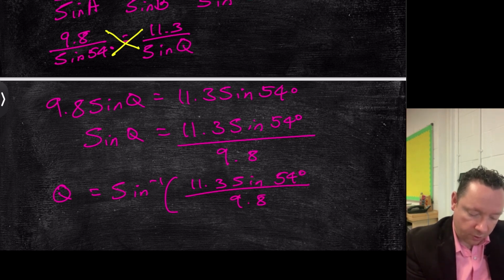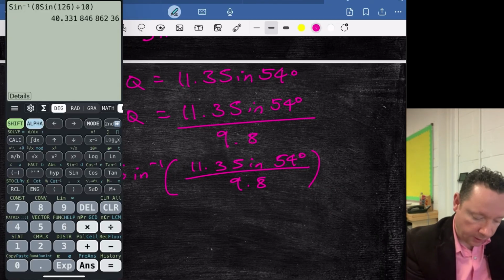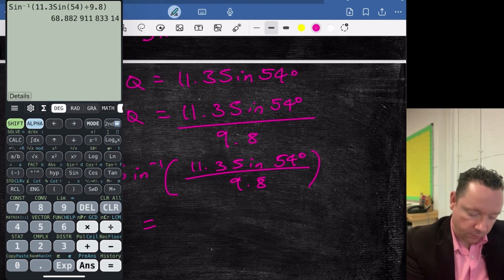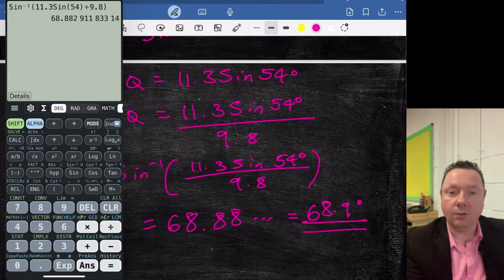So we get our calculator to work out that. On the calculator, we press shift and sine, open the bracket, or it does it for us, 11.3 sine 54, close the bracket, divided by 9.8 and close the bracket for the sum. Gives us an acute angle, 68.88, so I'll just write that down. Or to one decimal place, 68.9 degrees, and we're done there.